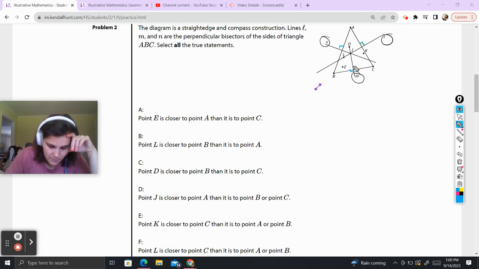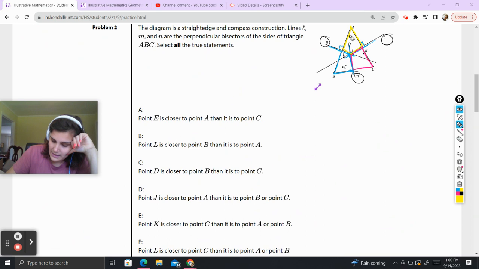Let's look at our options. Point E is closer to point A than it is to point C. So now something that we're going to go over real quick, because this also is in the next question. When we have 3 perpendicular bisectors like we do, and then they all meet in this middle point, what we're doing is we're separating our triangle into 3 separate areas. So we've got the blue area, the pink area, and the yellow area.